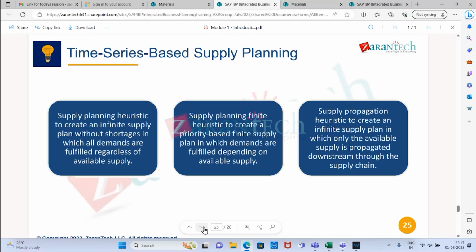So these strategic decisions are taken based on the strategy level identified by the organization, and these strategies are input into the IBP system, which helps IBP in making the right decisions in the right scenarios.